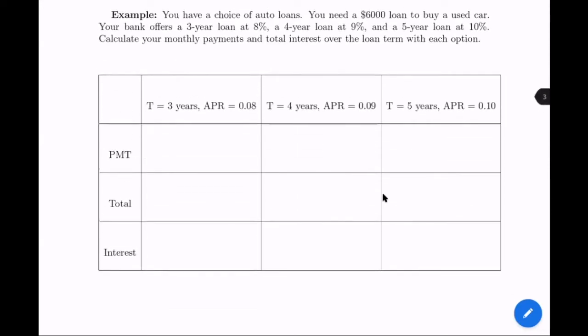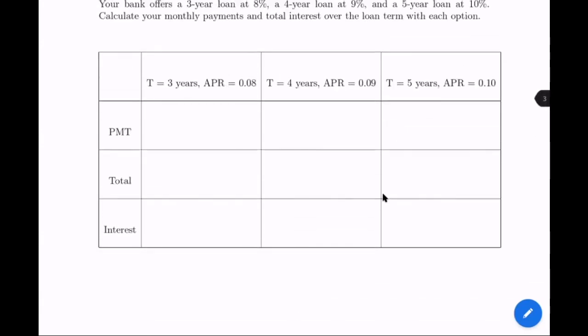So what we're going to do is we are going to fill out this table with our monthly payments, our total owed, and our interest payments. I'm going to show my work down here at the bottom of the table, but let's go ahead and just start with the 3-year loan offer.